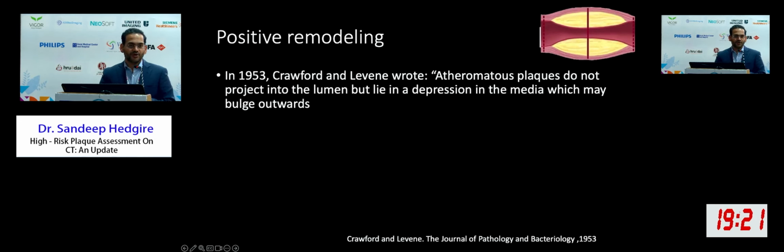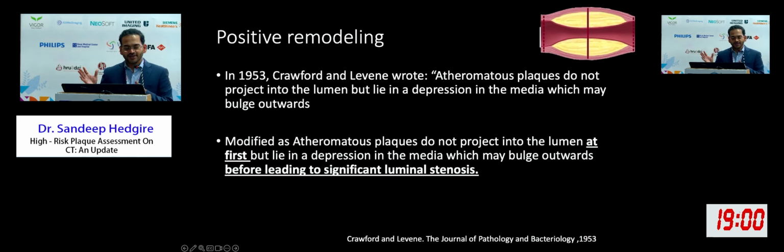Let's talk about positive remodeling. This goes back to 1953 when Crawford and Levine wrote in a journal that atheromatous plaques do not project in the lumen but lie in the depression in the media which may bulge outward. I have taken the liberty to modify that sentence: atheromatous plaques do not project in the lumen at first, but lie in the depression of the media, which may bulge outwards before leading to significant luminal stenosis.